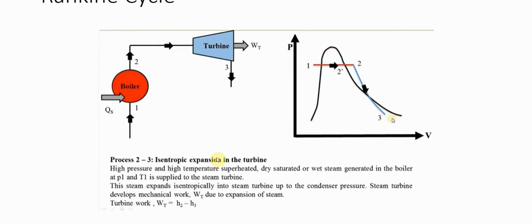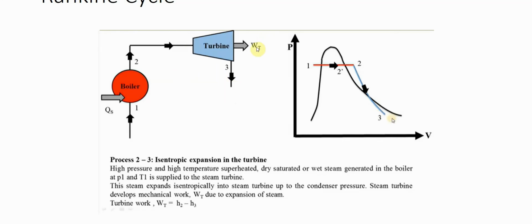And similarly, from the previous session, the 2 to 3 process. Here you can see the WT, the work done by the turbine, or the mechanical energy which is supplied by the turbine. How will you calculate it? This is H2 minus H3, because H2 has more pressure and more energy, and here is the expansion, so H3 is less. You can say H2 minus H3.